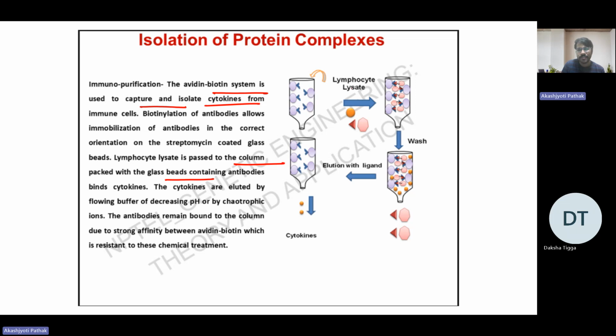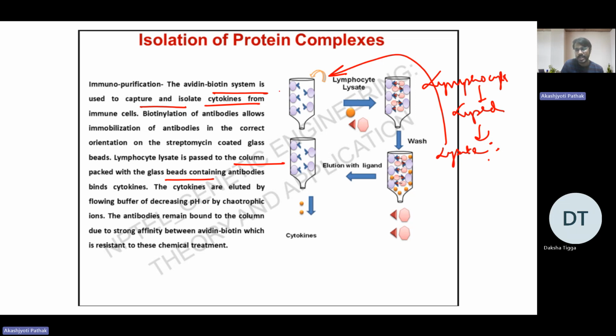So you have your lymphocyte cells. You have lysed the lymphocyte cells, and you will get a lysate. Then you add the lysate to your column. Your column has immobilized antibody. So if your lysate has cytokines which have affinity for the antibody, they will bind, others will not bind. In that way, you can identify which cytokine has affinity for your target antibody.